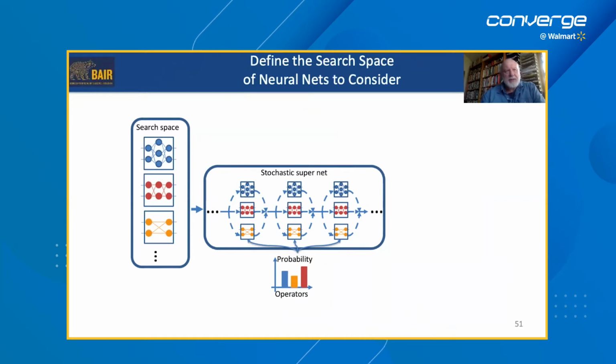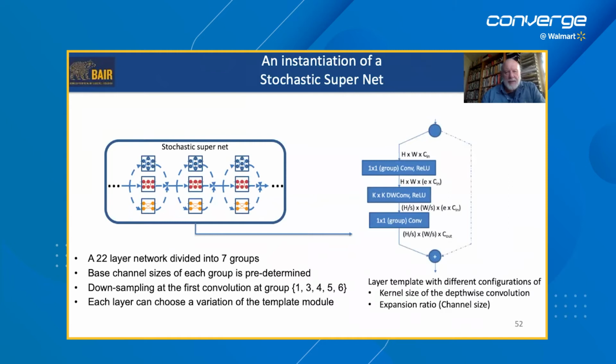So first, in any kind of search, there's the definition of the search space over which you will search. And in this case, it's encapsulated in what was called a stochastic supernet. And what we see on the left-hand side are broad characteristics of a particular supernet. This is done for mobile image classification. So you predefine 22 layers with 7 groups. The base channel sizes of each group are predetermined, and the downsampling schedule is defined at the first, third, fourth, fifth, and sixth. And each layer can choose a variation of the template module, which is shown on the right here. And so essentially you have particular choices with respect to the elements of the different convolutional elements, and also the kernel size and the expansion ratio.